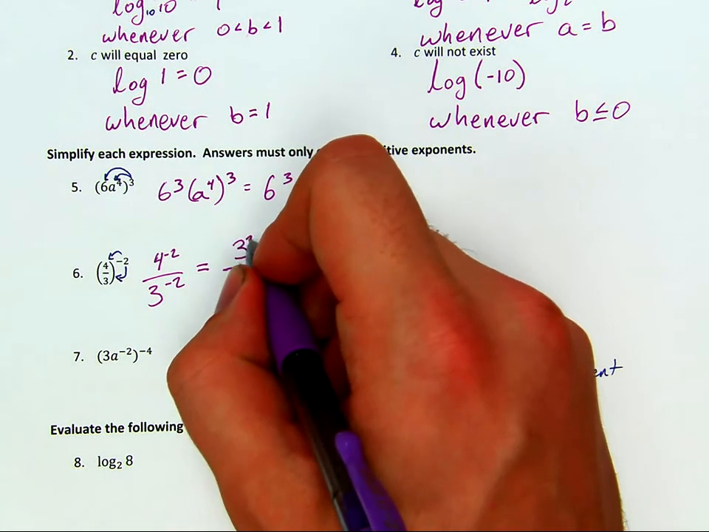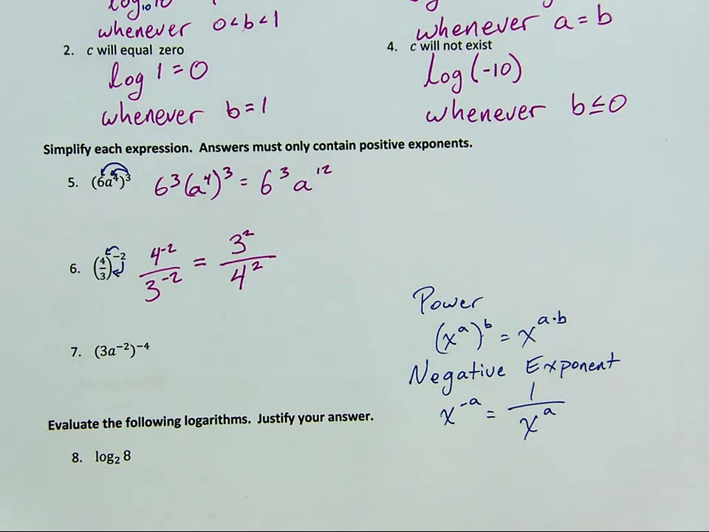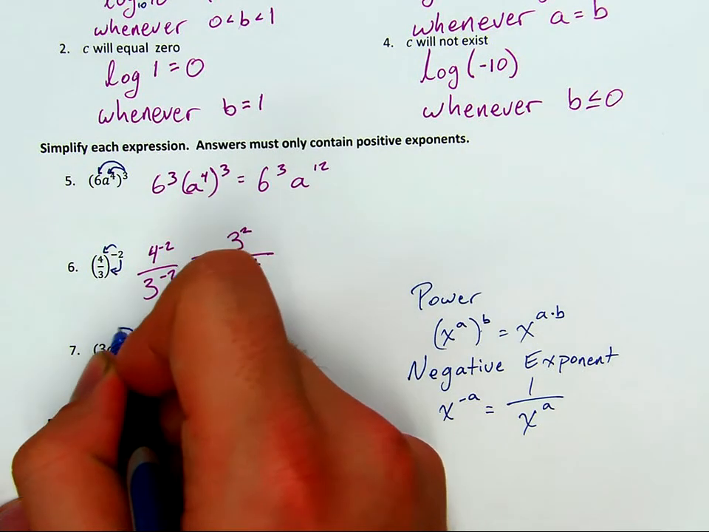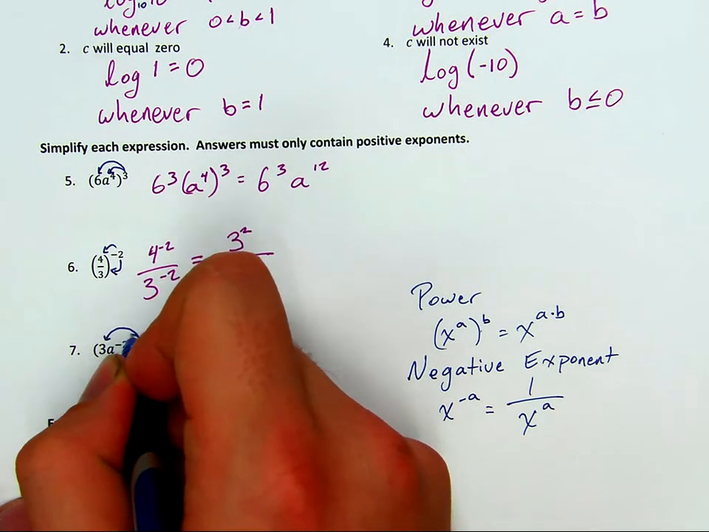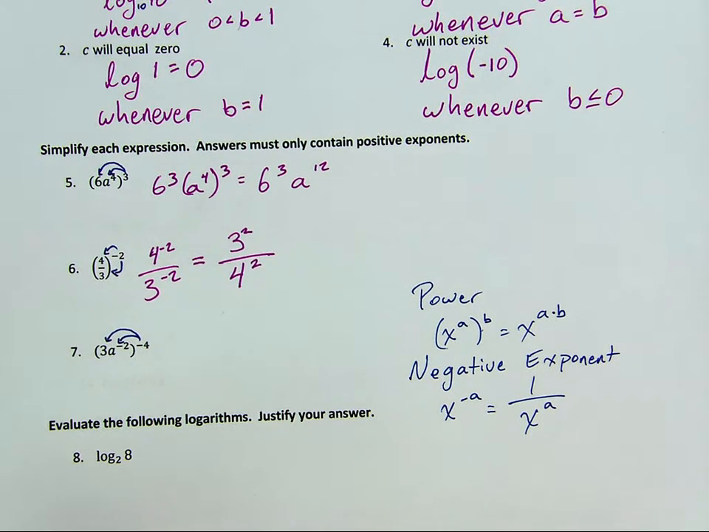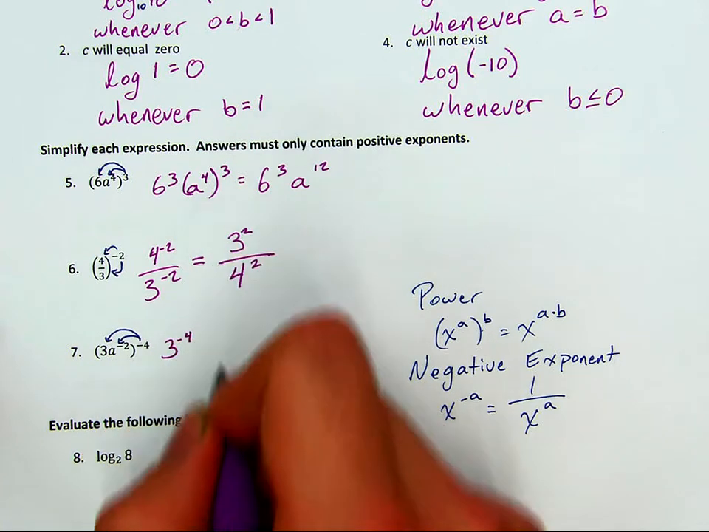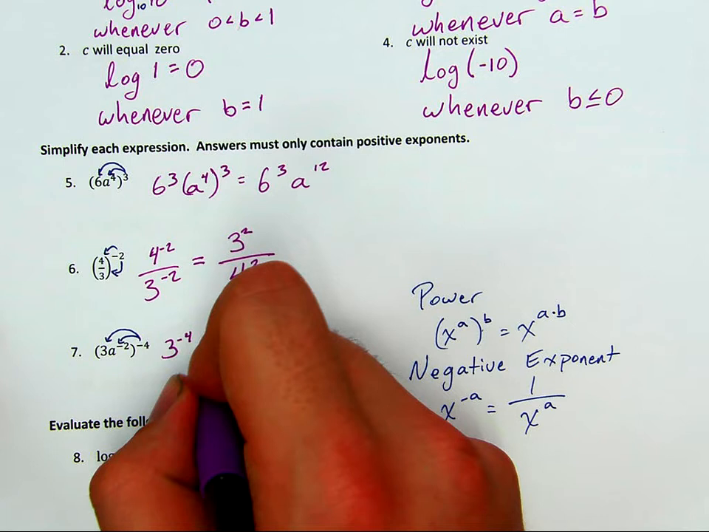Number 7, same process. Take this negative 4, distribute that to the 3, and to the a to the negative 2. So we end up with 3 to the power negative 4 times a to the power negative 2 raised to the negative 4th.